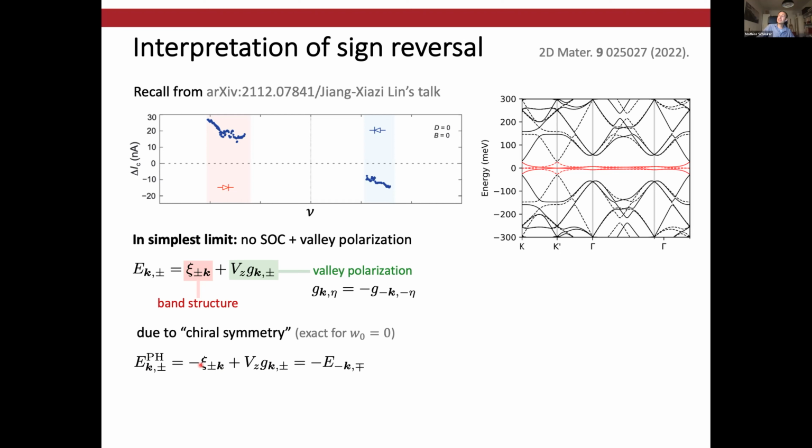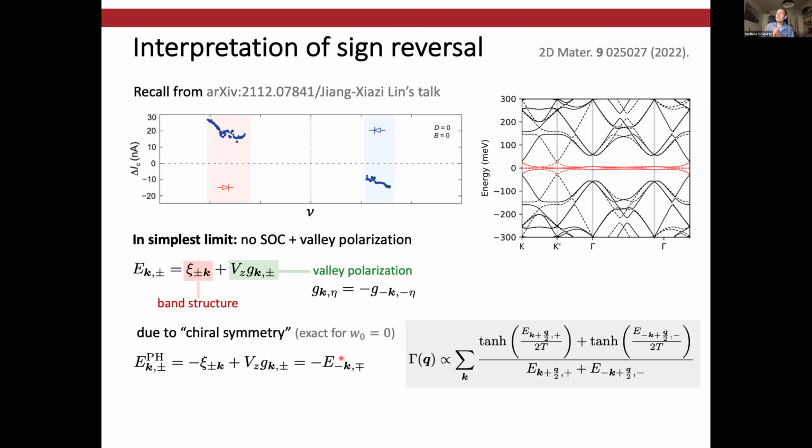So you set a minus sign here. And let's for now just assume that the valley polarization, the form of it, doesn't change from electron to hole doping. Then what you get is, if you look at this equation, you can relate it to the behavior in the electron-doped case in this way.